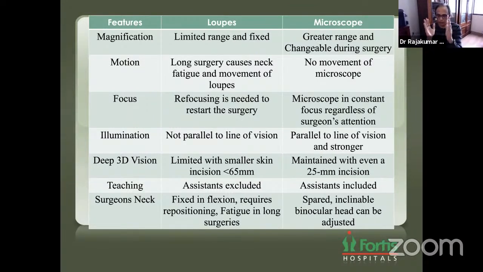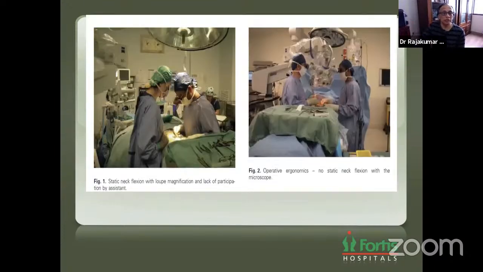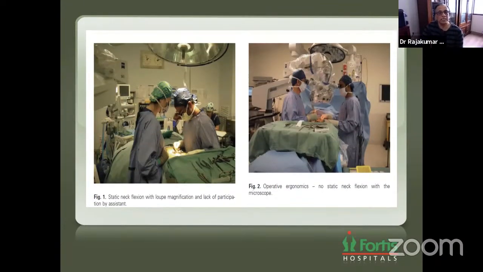Therefore, I think there are certain advantages of loupes. You can use them for short surgeries, when you don't want to teach, or you don't have the capability at that time where you're operating. So I think loupes are useful, but for longer procedures, I would rather use a microscope. This is the position of a surgeon using a loupe and an assistant, and you can see the difference between a surgeon who is operating and the assistant who can assist. So they're seeing almost the same thing.